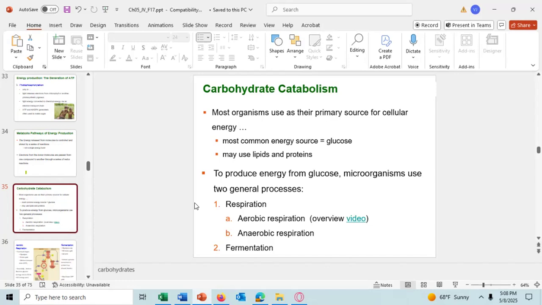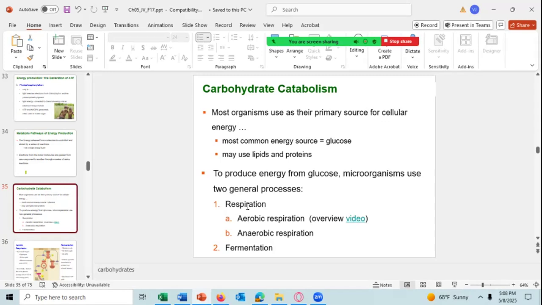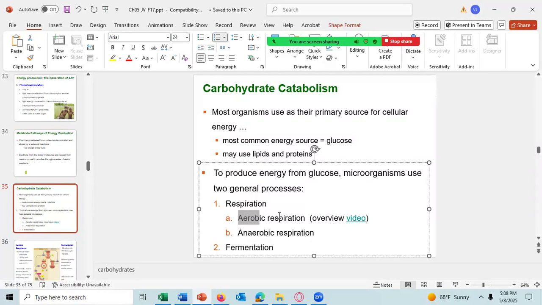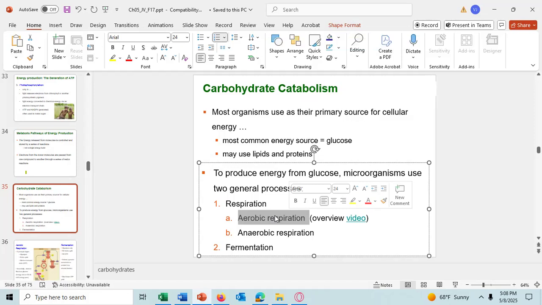To produce energy from glucose, microorganisms use two general processes. They use respiration and they use fermentation. Of respiration, there are two. Aerobic respiration. This is the form of respiration that we can perform, and it's very common in many organisms like E. coli, Staphylococcus epidermidis. What would be one that only uses aerobic respiration? Pseudomonas aeruginosa, maybe?